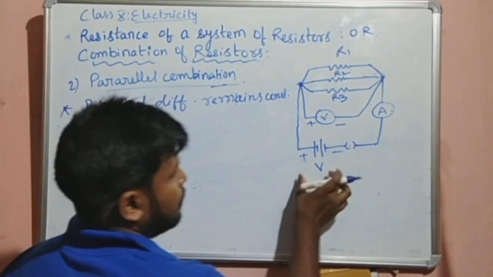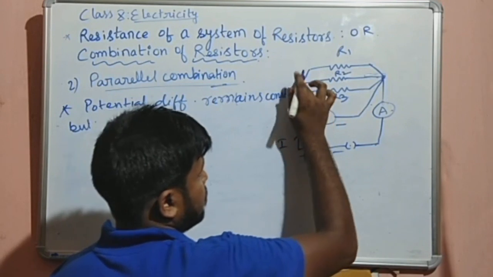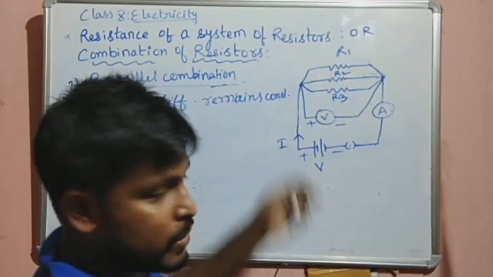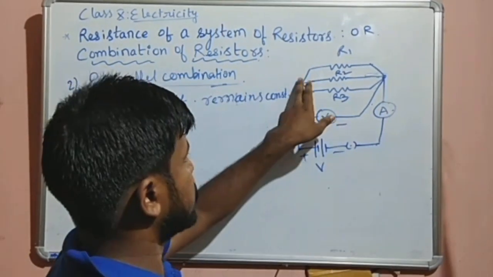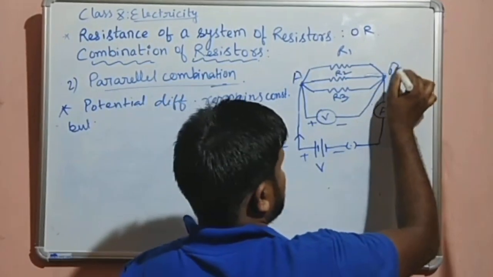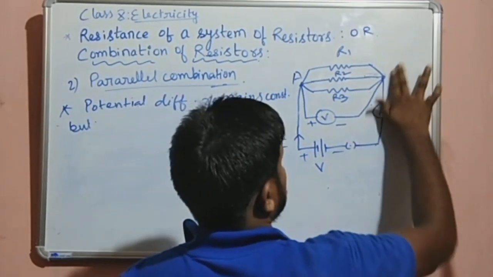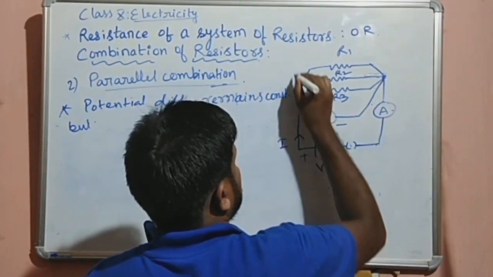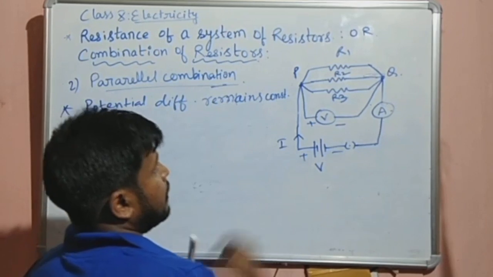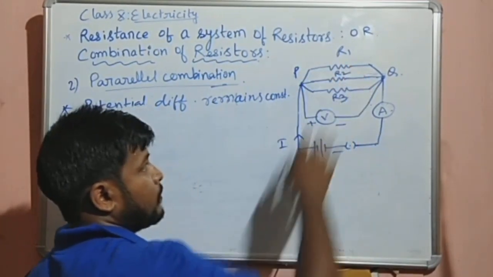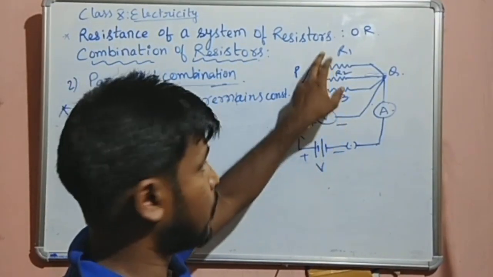V volt of potential is producing a current of I ampere. Suppose you imagine a pipeline in which water is flowing. There are three branches, going from a point, say point P, because A is already denoted. From point P, the water is divided. How will it get divided? Depending on the cross section of the pipelines, R1, R2 and R3.